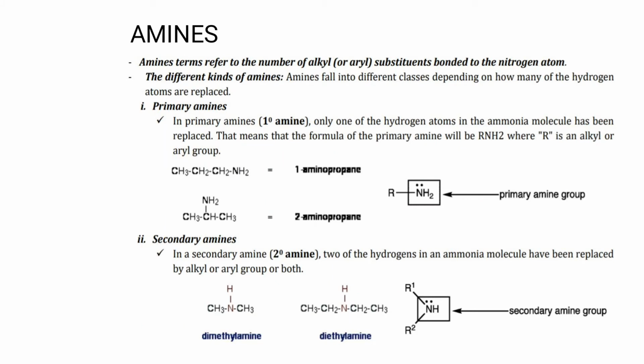Next is secondary amines. In secondary amines, two hydrogens in the ammonia molecule have been replaced by alkyl or aryl groups. These are the examples: dimethylamine and diethylamine. This is the secondary amino group: ammonia containing three hydrogen atoms, with two hydrogen atoms replaced by two alkyl groups, is a secondary amine.